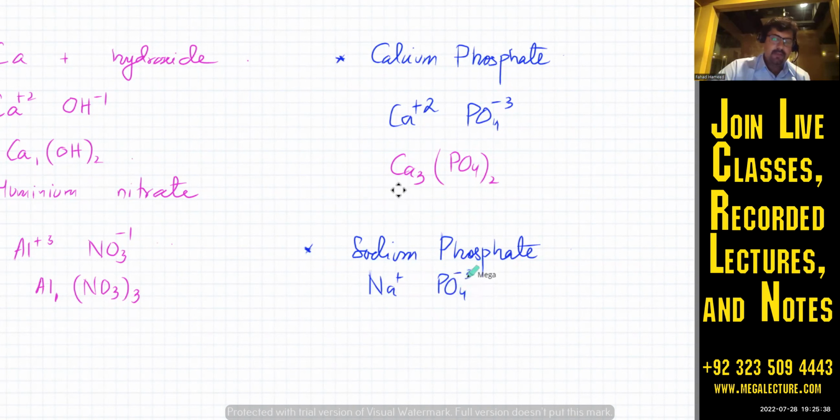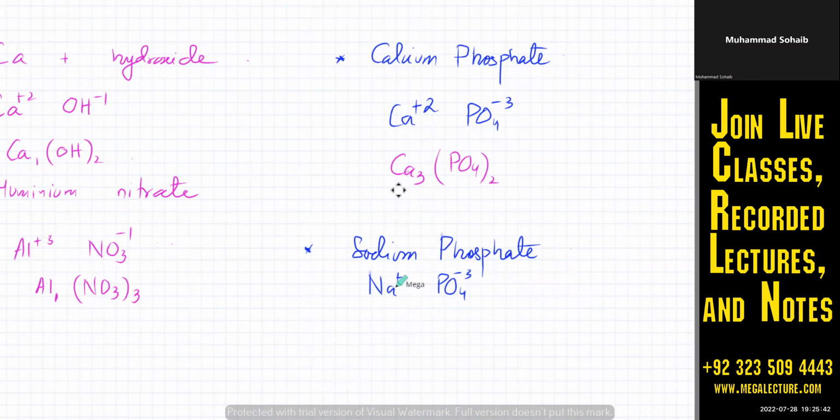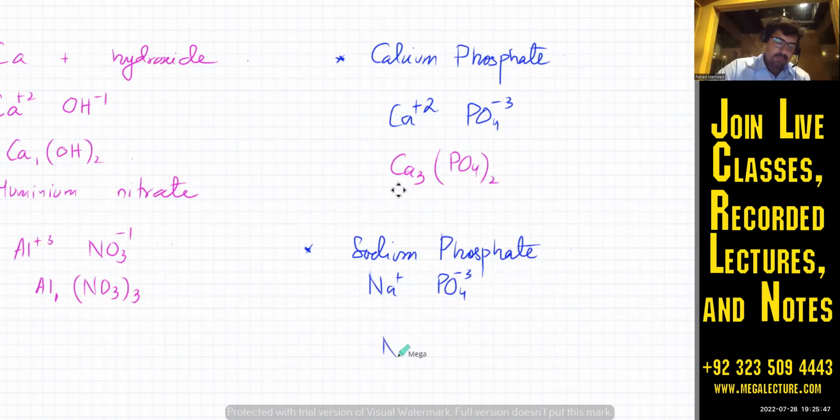-3. So if you do crisscross, how many sodiums will there be? There would be 3 of them. So there would be 3 sodiums. And how many phosphates? This is +1, so there's just going to be 1 of them. So how many PO4s? There's going to be just 1 of them. Okay, that's sodium phosphate.